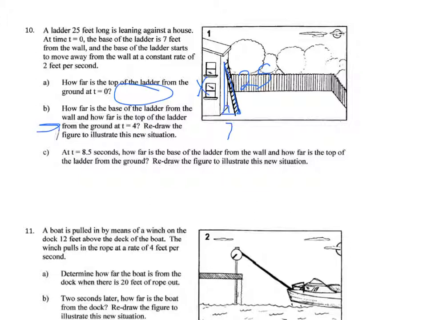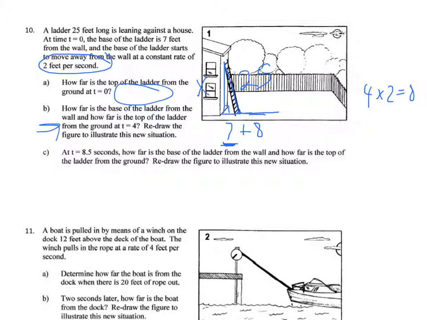Now B addresses the issue of the ladder falling down, and it moves 2 feet per second. So if 4 seconds pass, how far away from the house did the ladder move? Well, it's already 7 feet, which we said here. In 1 second, it's going to be 2 feet further this way. 2 more seconds, 2 more feet. So in 4 seconds, we would say 4 times 2 is 8. It's 8 more feet away from the wall, which means the total length there is going to be 7 plus 8, 15.